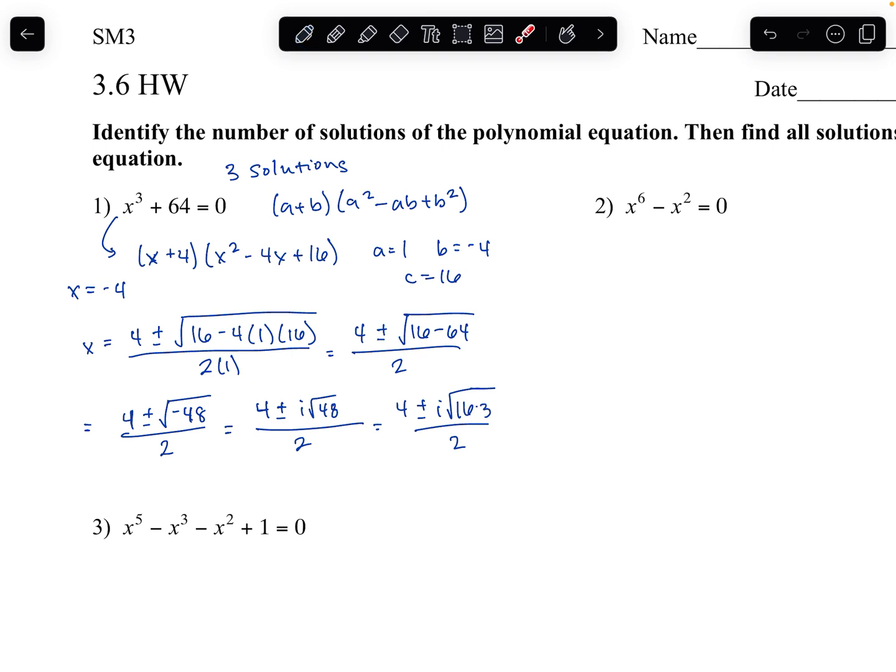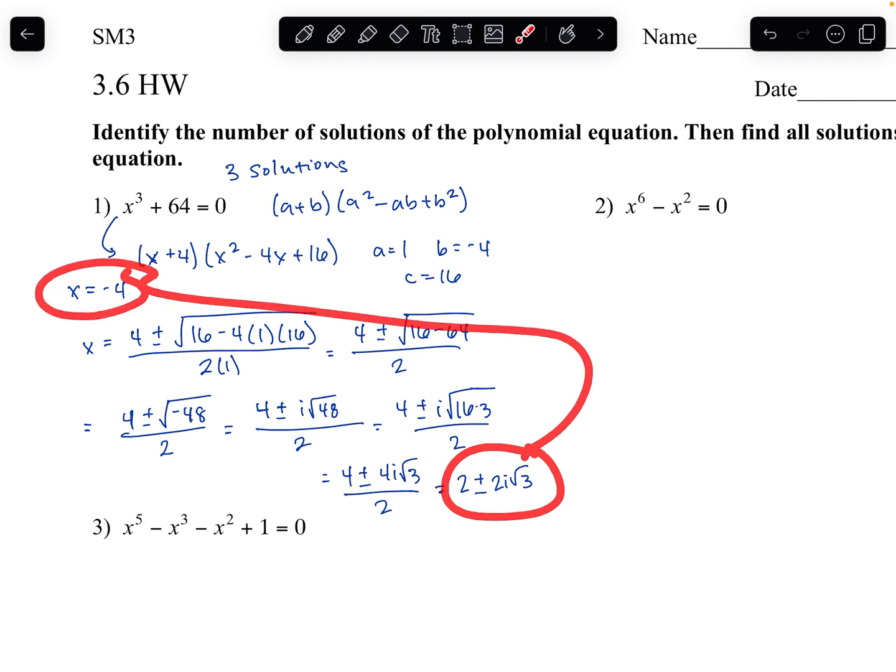So I'm taking the square root of 48 right here, but I'm changing 48 to be 16 times 3 because I can take the square root of 16 and leave 3 in the square root. So this is going to end up being 4 plus or minus, the square root of 16 is 4, so I'm going to put that outside where the i is, square root of 3 divided by 2, and finally, I can divide both of these by 2, so this is going to be equal to 2 plus or minus 2i square root of 3. And these are the other two solutions.